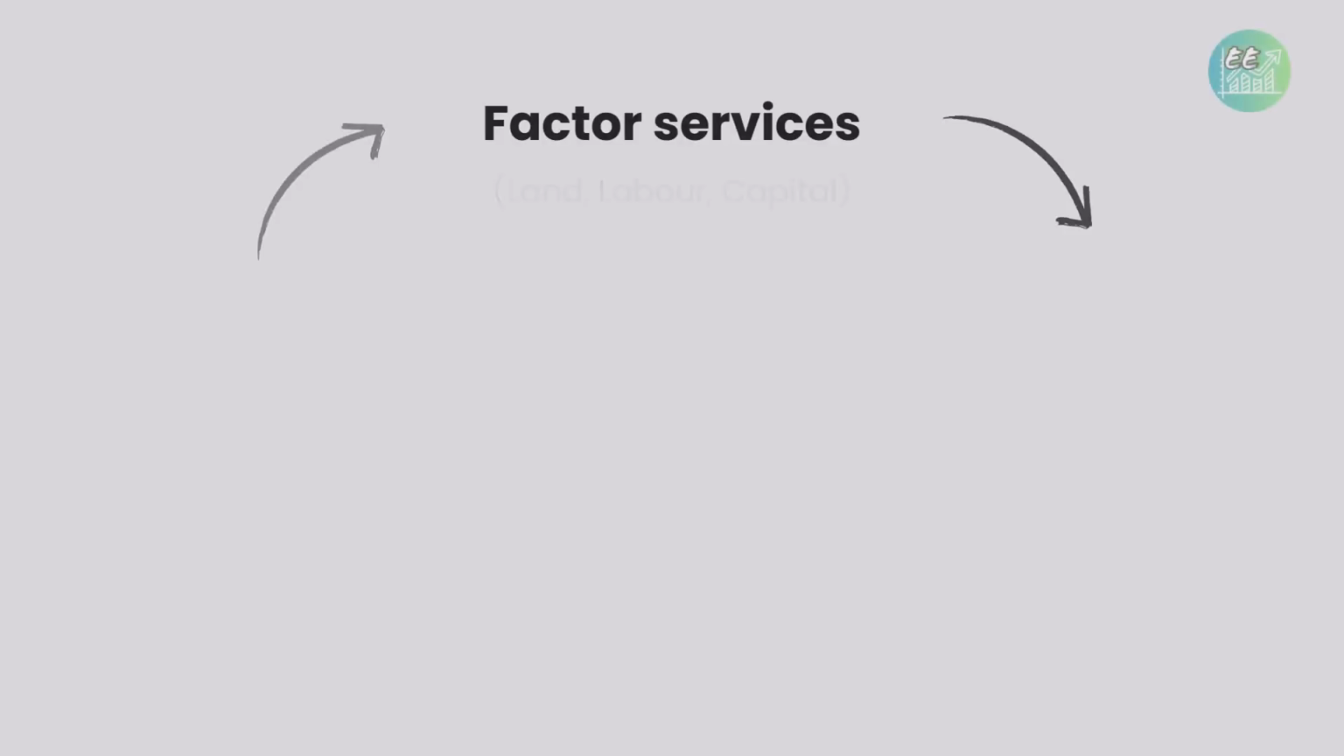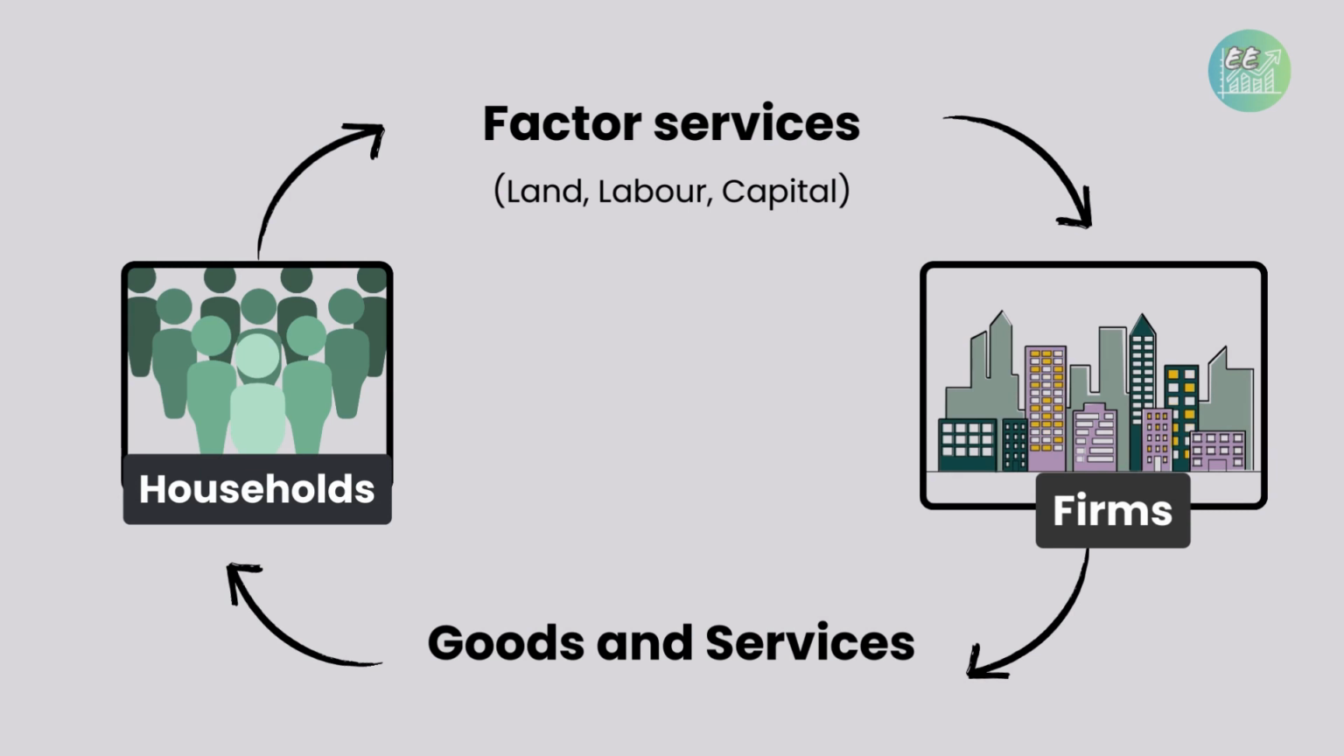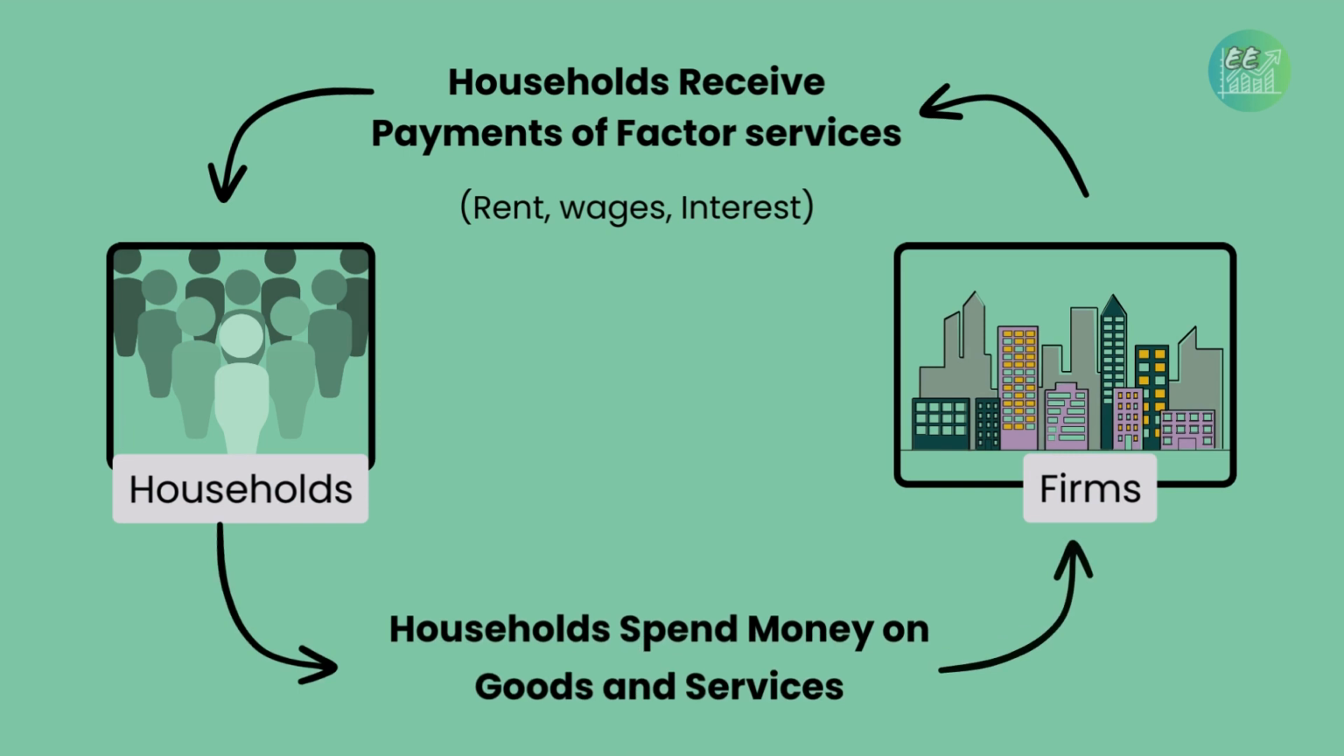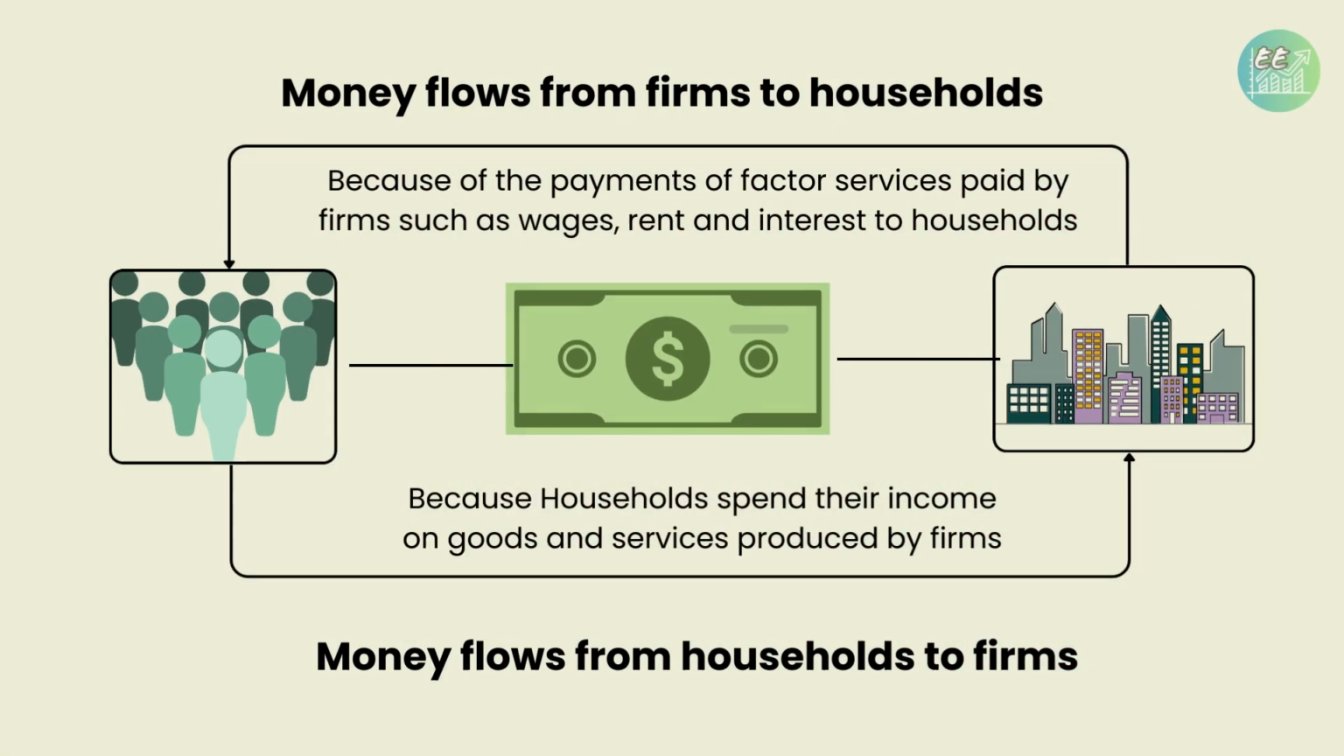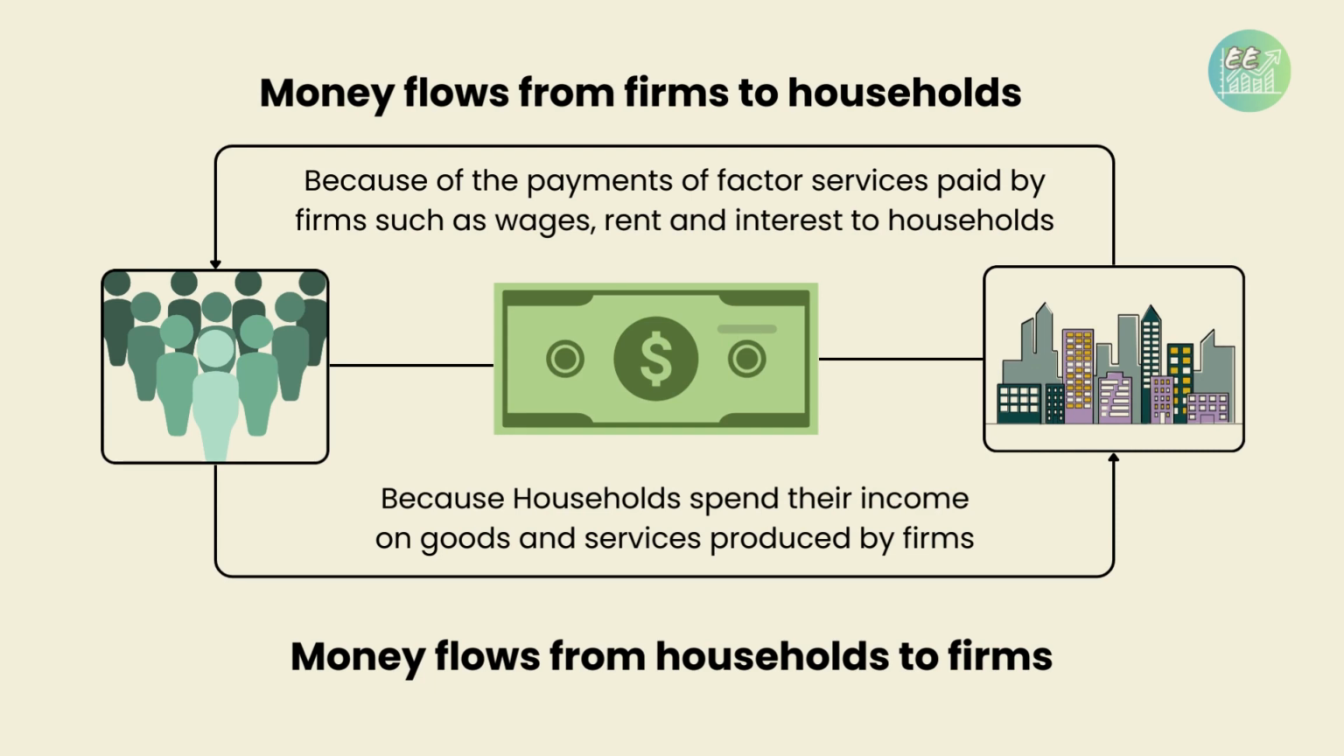First, households supply their factor services such as land, labor, and capital to firms, and firms use these factors of production to produce goods and services for households. Second, households receive payments in return for their factor services to firms in the form of money and spend this money on goods and services produced by firms. In this way, money flows from firms to households and from households to firms in a circular way.